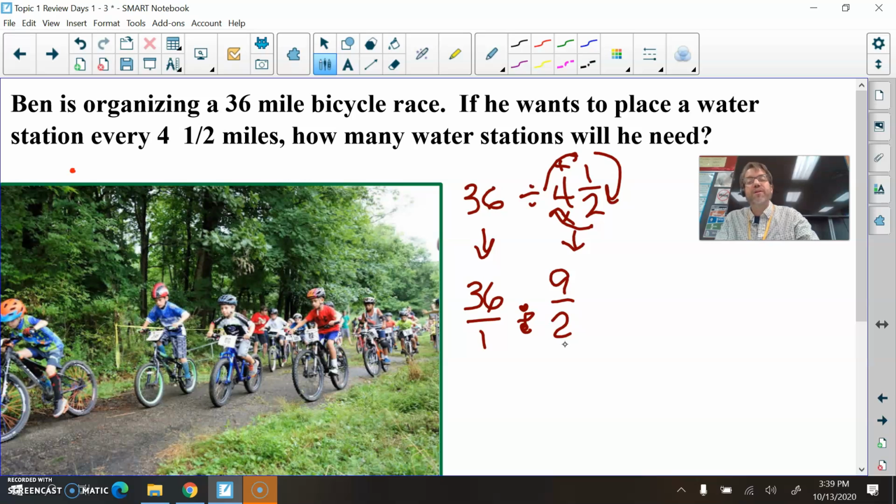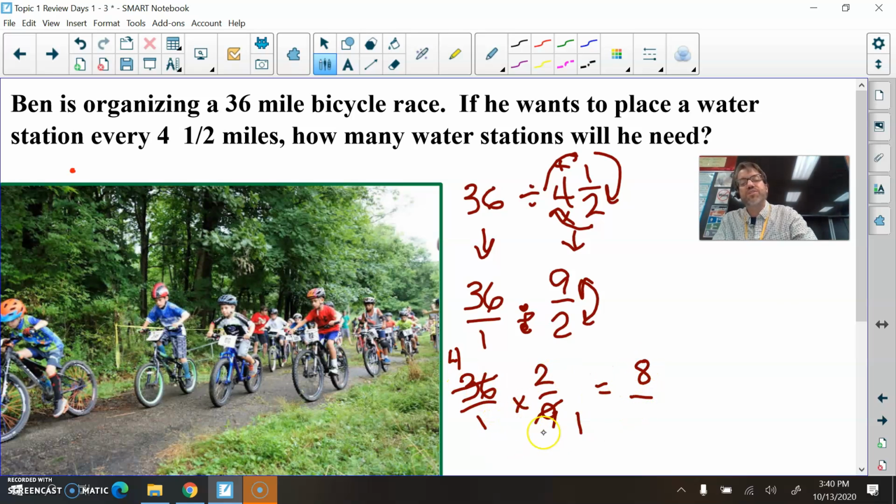So my next step now is to keep, change, and flip. So I have 36 over 1 times 2/9. We multiply by the reciprocal of that second fraction. Now it's written as a multiplication problem, so look to see, can you do any simplifying? Yes, the 9 and the 36 go well together. In fact, 9 divided by 9 is 1. 36 divided by 9 is 4. Okay? And that's it. 4 times 2 is 8 over 1 times 1, which is 1. So our answer is 8.